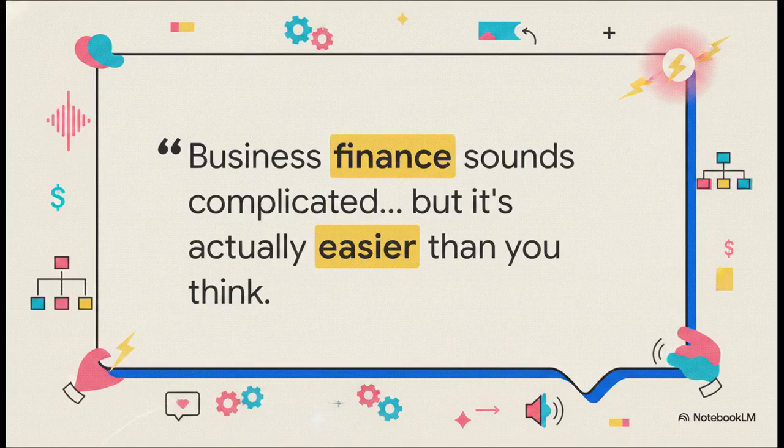The absolute first pillar of our blueprint is the strong hook. When you're building an explainer, those first 0 to 10 seconds, they're literally a make or break moment. You can't just start with some dry definition. Instead, you hit them with a relatable statement like, business finance sounds complicated, but it's actually easier than you think. You're basically reaching through the screen, acknowledging a pain point your audience feels, and immediately throwing them a lifeline.